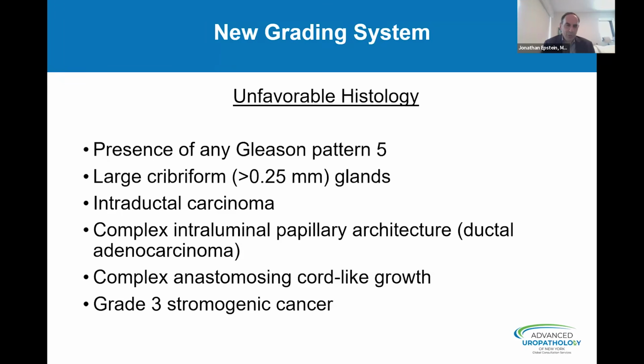The next two are a little bit more controversial. Complex anastomosing cord-like growth is something that I have a hard time knowing exactly what the authors of this grading system mean. So I question how reproducible that would be. Also, our studies show that if prostate cancer causes the normal stroma in the prostate to be very reactive to it, we call that stromogenic cancer, those are aggressive features as well.